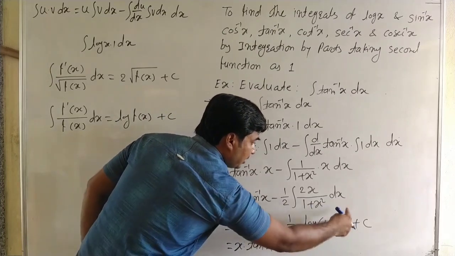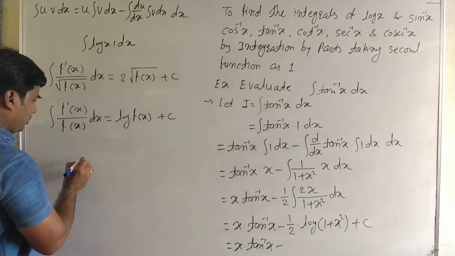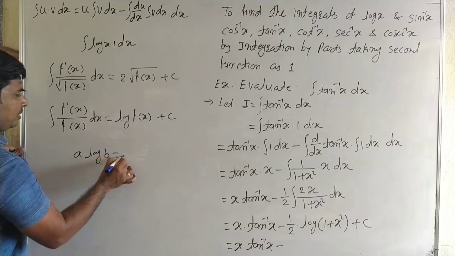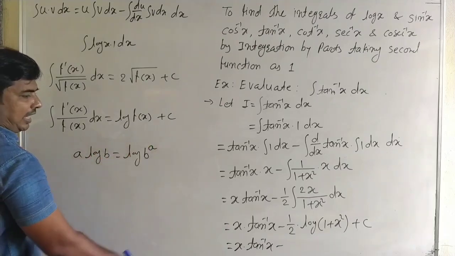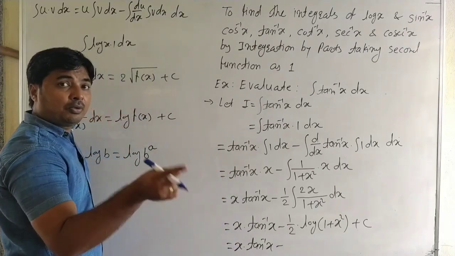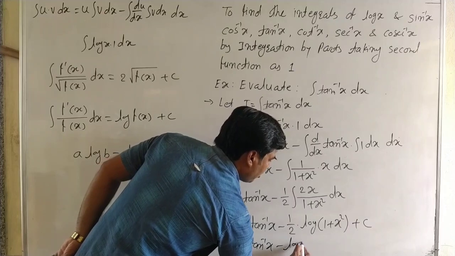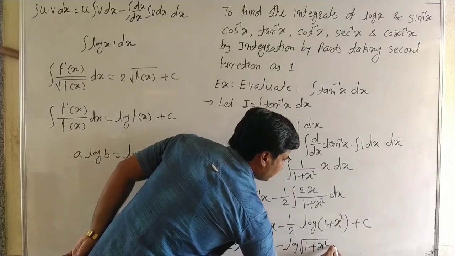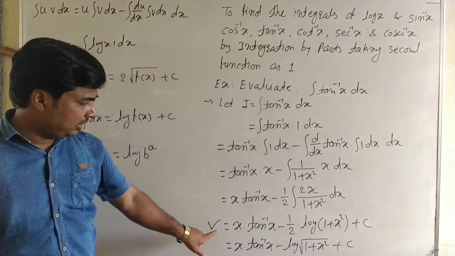by 2. The 1 by 2 can be taken as the power using the property of logarithm. Okay, here we use the property of logarithm: a into log b equals log b to the power a, and here the power is 1 by 2, and power 1 by 2 means under root. We can write log of under root 1 plus x square plus c. Okay, it is sufficient. It is the last answer.